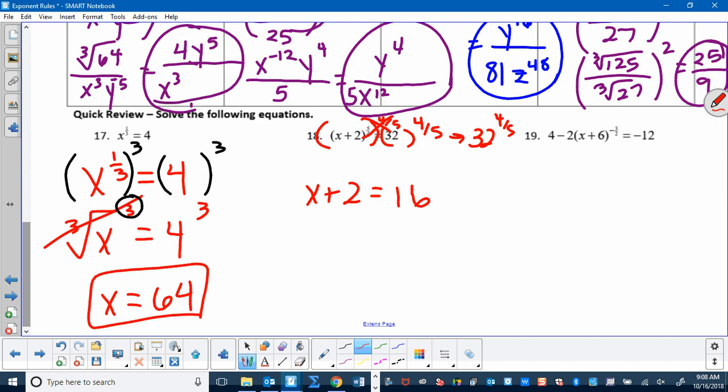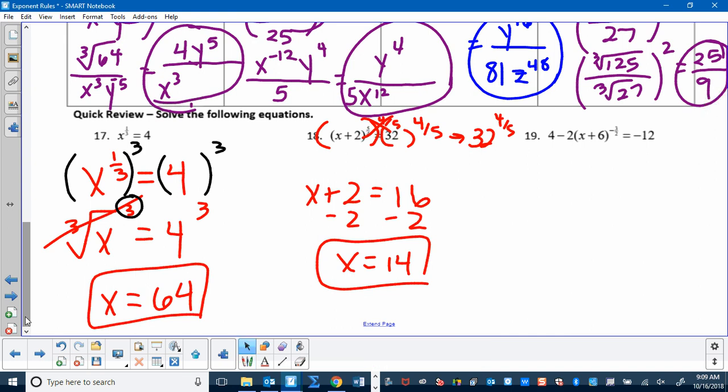Did it. Now what? Yeah, this is Algebra 1. We got this. Minus 2, x equals 14. You also don't have to show me minus 2 anymore. You can just write x equals 14.